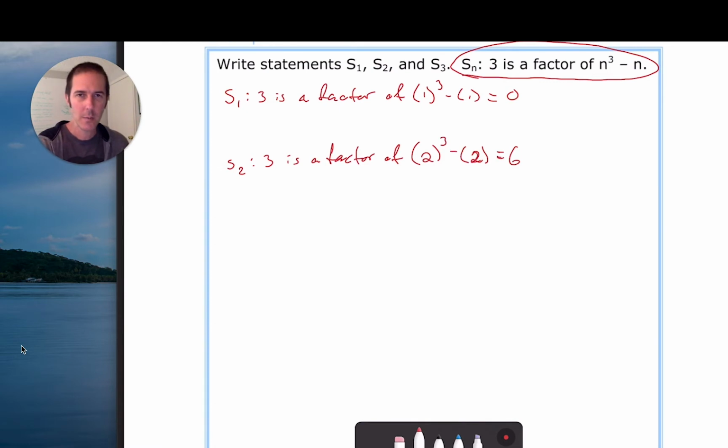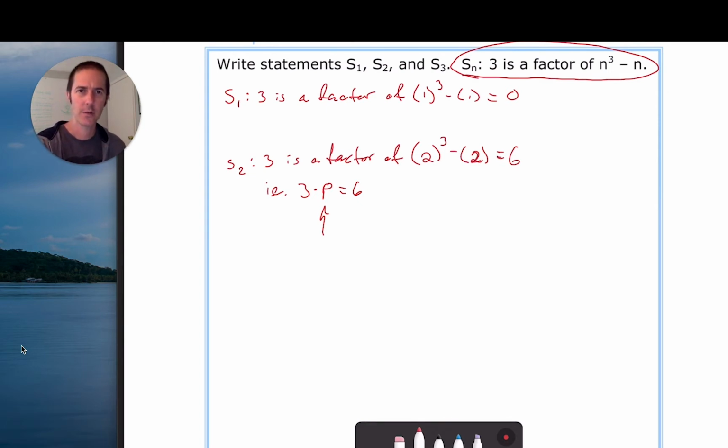What does it mean to be a factor of 6? What does it mean for 3 to be a factor of 6? It means, in other words, 3 times something, some integer. I don't want to use r again. Can we use p? Let's use p. I'll say it a little bit formally. There exists an integer p such that 3 times p equals 6. Now 3 is a factor.